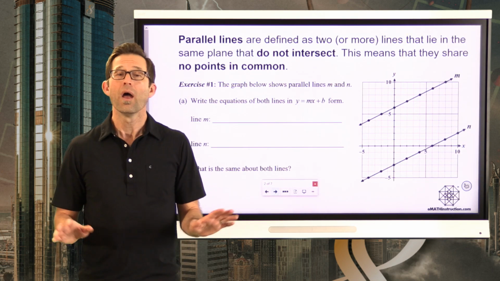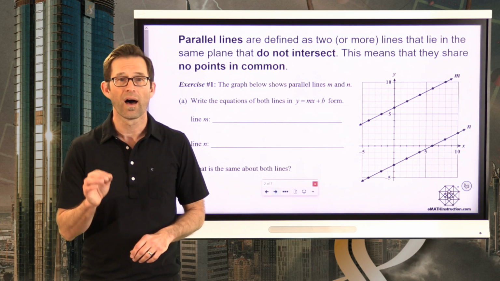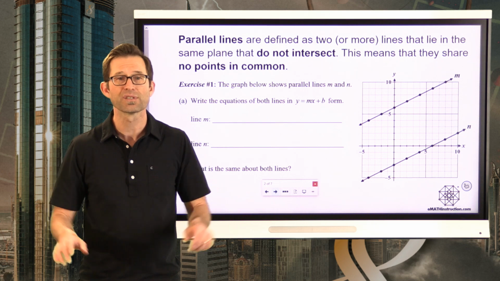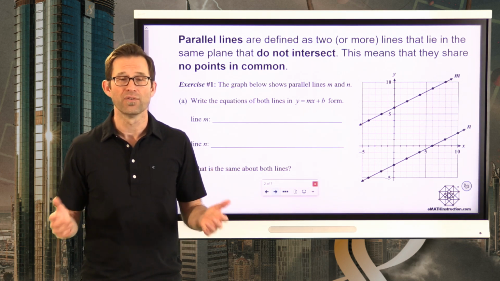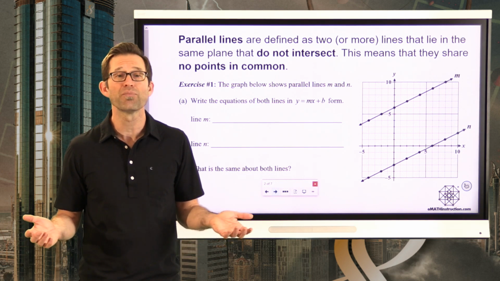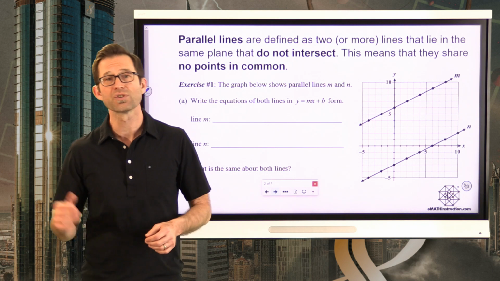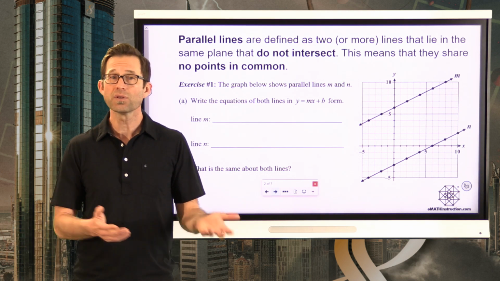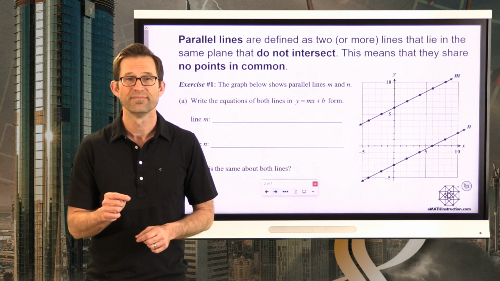All right, here we go. Parallel lines, as we know, are defined as two or more lines that lie in the same plane, the same flat surface, that do not intersect. Another way of saying that they don't intersect is saying they have no points in common. There's no point on one line that's also on the other line. So let's look at a situation of two parallel lines.